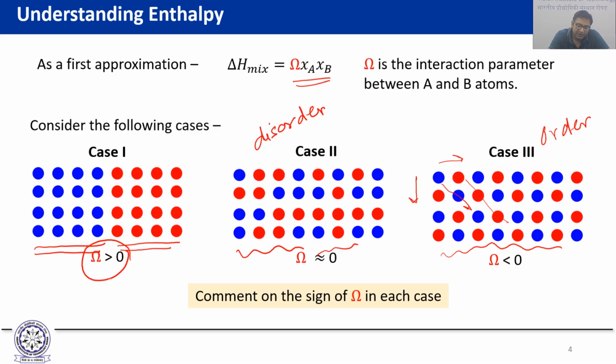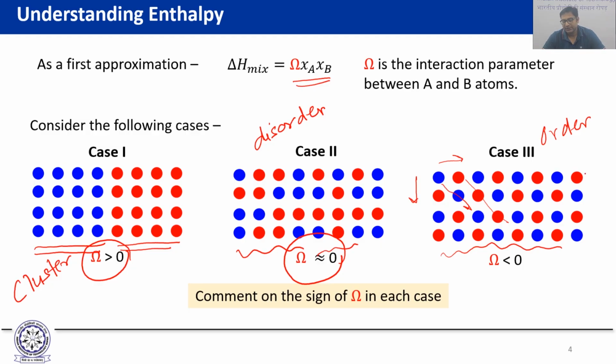So in the first case, where you have got clustering of different types of atoms, the interaction parameter is greater than 0. In the second case, it looks like it doesn't really matter whether you are having a red atom next to a blue atom or a red atom next to a red atom. This is where you have got a complete disorder or random type of structure. So if you have a situation where how the atoms sit next to each other doesn't really matter too much, then that means the interaction is going to be extremely weak. And so here the value of omega is going to be close to 0.